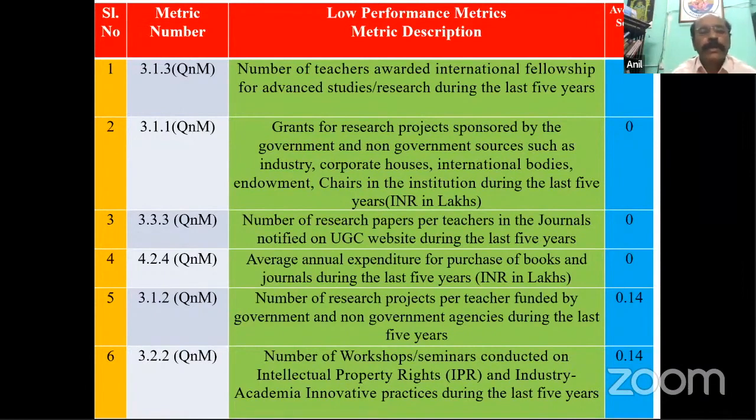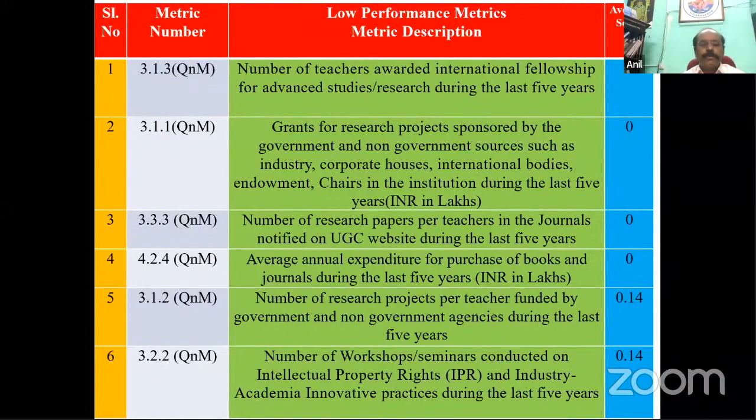Coming to the 3.1.1 metric, that is QnM, grants for research projects sponsored by the government and non-government sources. Most of the colleges scored 0 here also, but I feel CRID college can score more because they have so many projects, UGC funding, RUSA funding, and different DST, DBT funding. Definitely under this metric, they can score. And coming to 3.3.3 metric, that is the number of research papers by teachers in the journals notified on the UGC website during the last 5 years. Most of our colleges, mostly affiliated colleges, scored 0. I hope CRID college will do better in this criterion also.